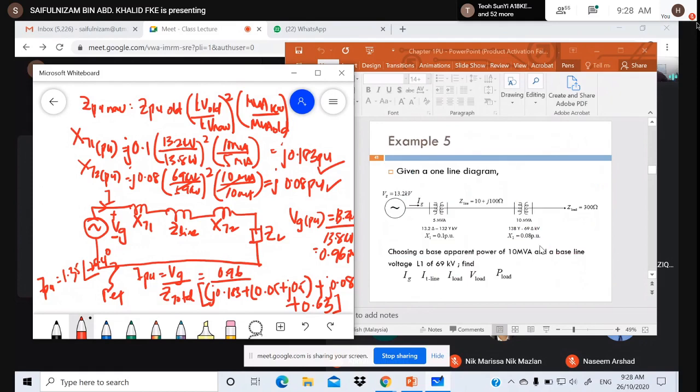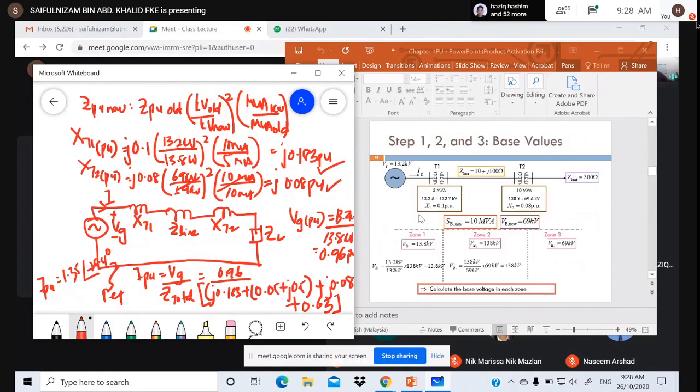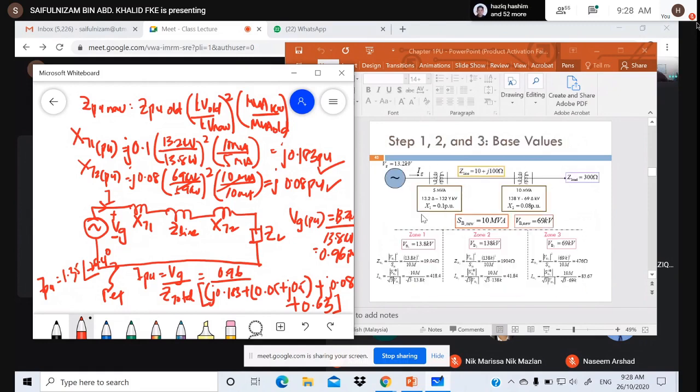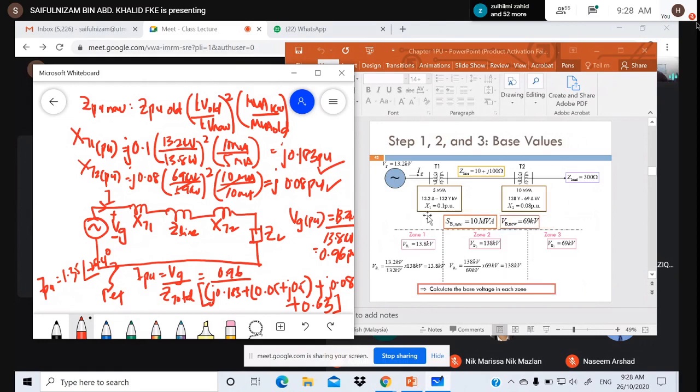The question asks to find what we have done: IG PU, I line PU, I load PU are the same. In actual value, it's not the same, right? So we can find the base current for each zone. So how do we find the base current for each zone?